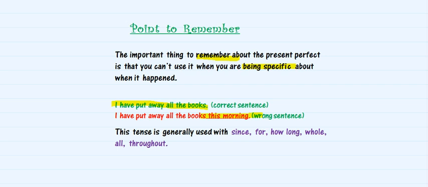Now let's see a few important terms which you need to remember along with this tense. This tense is generally used with since, for, how long, whole, although. These words will help you easily differentiate between different tenses and present perfect. So you can just keep in your mind that these would be the most common kind of words that you will come across whenever you are making sentences for present perfect.